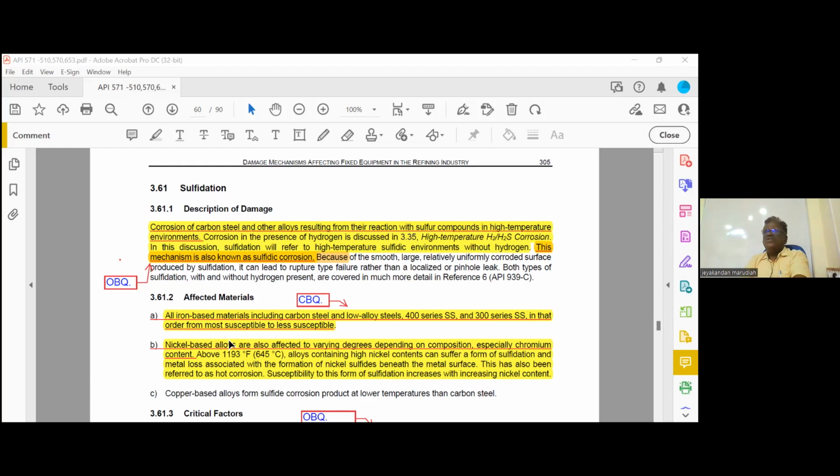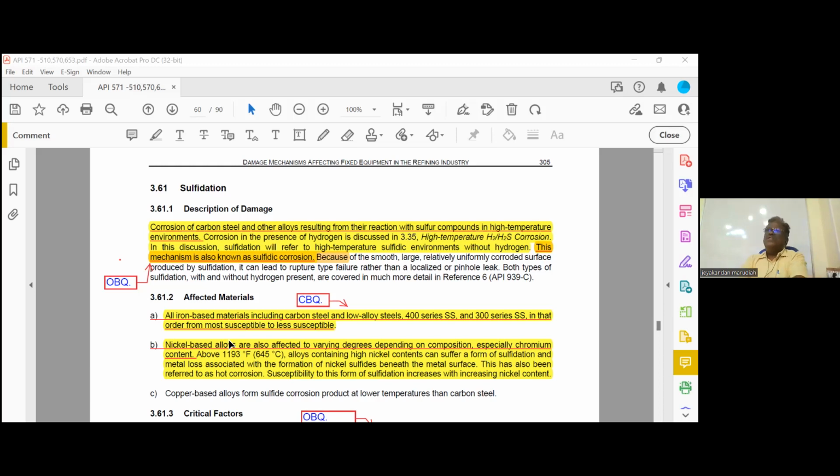Okay, now another one is the older piping. Before, they used to make pipe in A53 grade B. Now we are generally using A106 grade B. What is the difference between A53 grade B and A106 grade B? A106 grade B has more silicon. When the silicon content is more, meaning more than 0.1%, sulfidation will be less. Older steel will have more sulfidation problems.